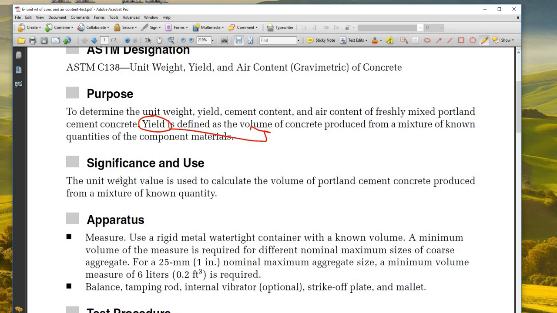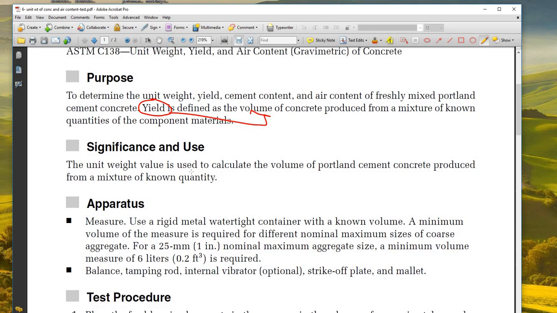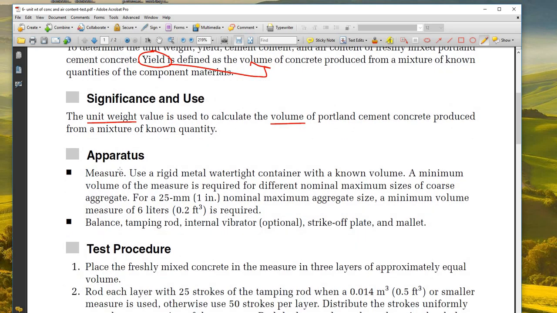What is the significance and use? The unit weight value is used to calculate the volume of Portland cement concrete produced from a mixture of known quantity. So the unit weight value is used to calculate the volume. That is the main significance.